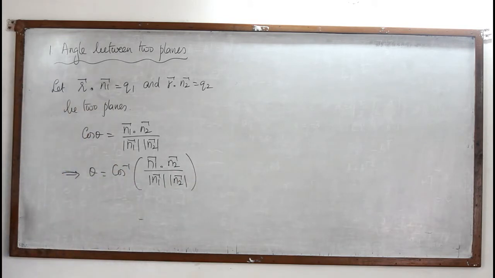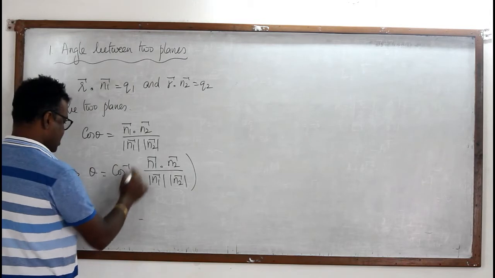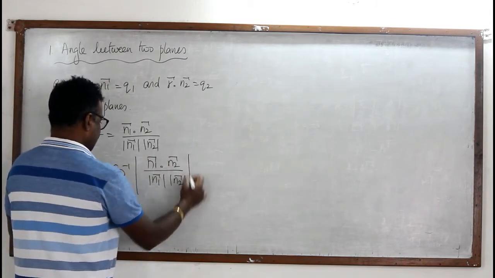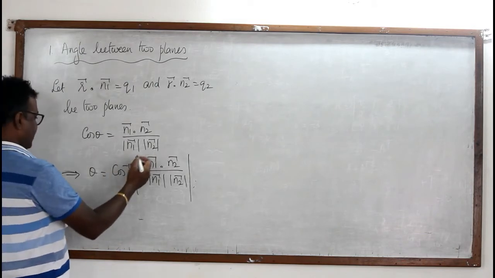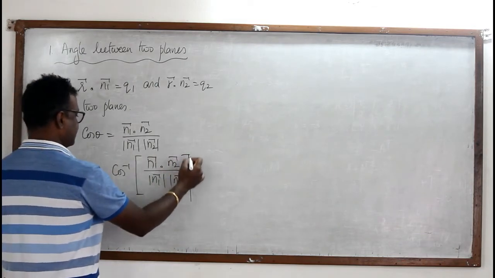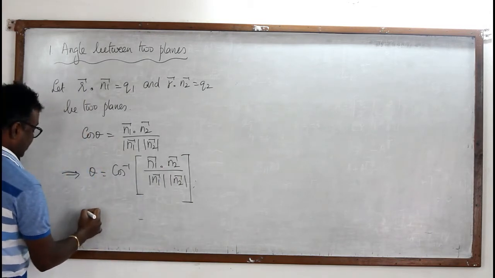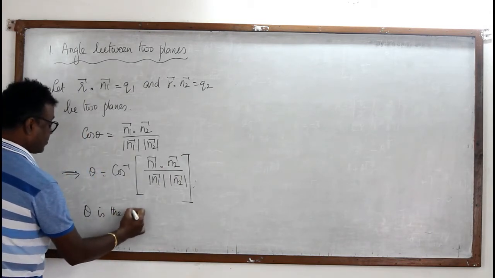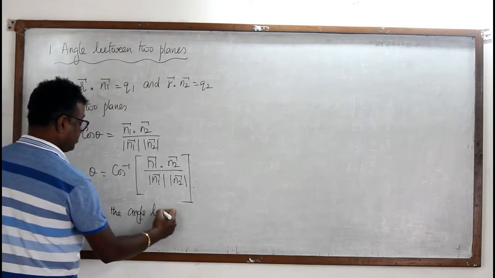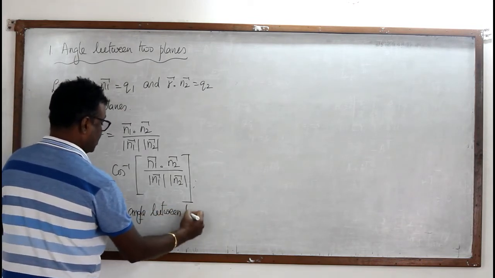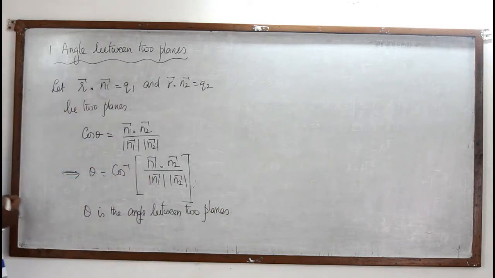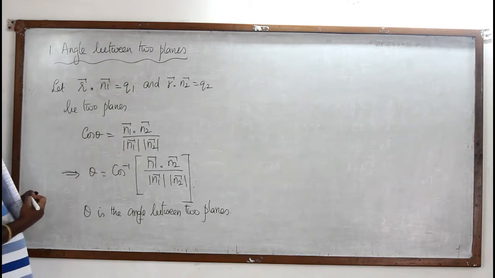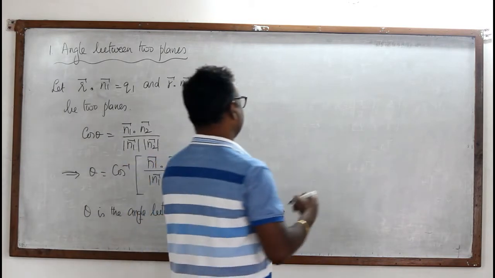angle between two planes. Suppose if I write this with modulus, then this is the acute angle between these two planes, but we can find any angle, so we shall write it in brackets itself. So here theta is the angle between two planes. We can find the angle between two planes using the formula cos theta equal to n1 dot n2 by modulus of n1 modulus of n2.